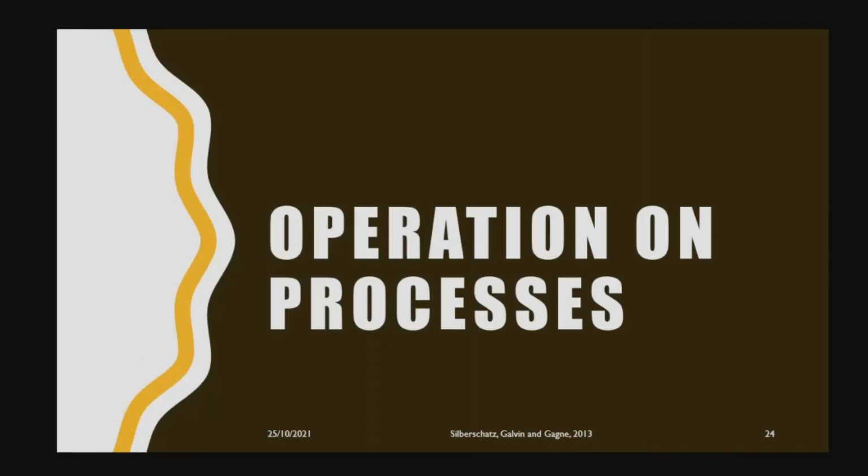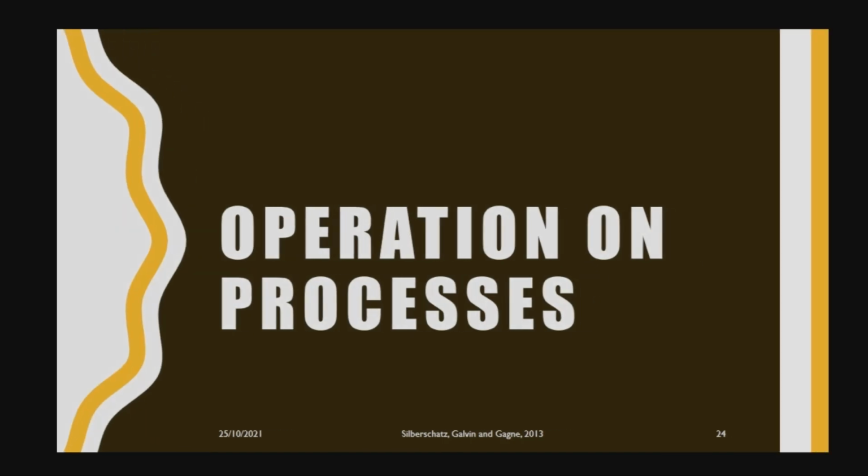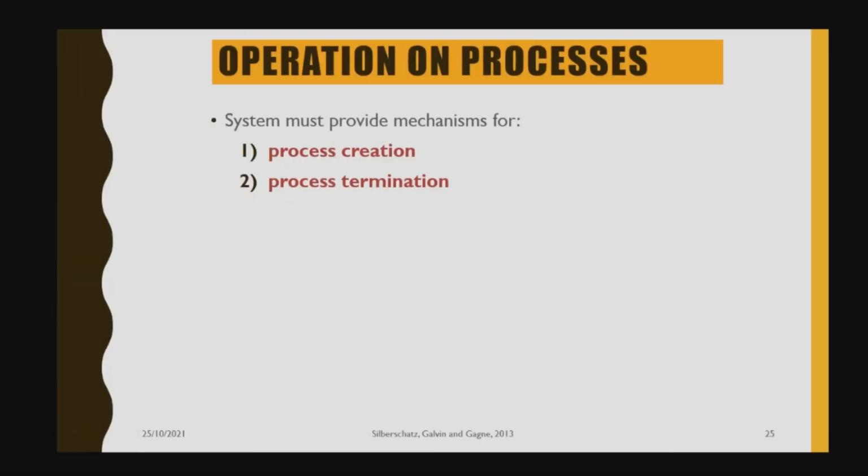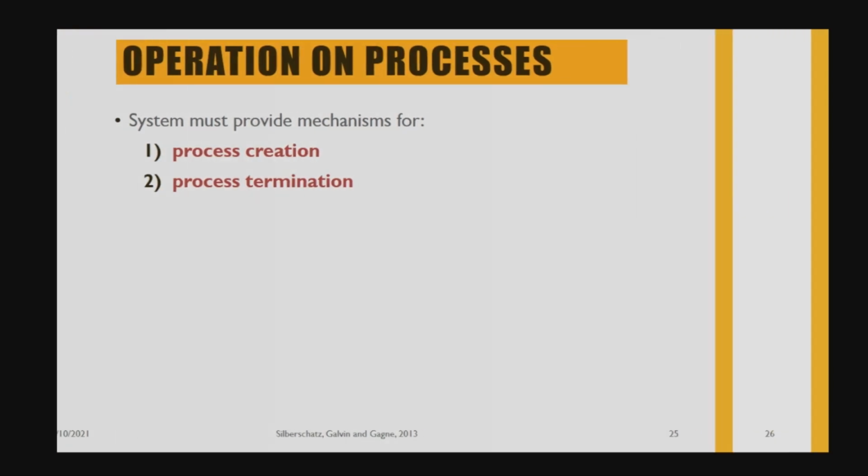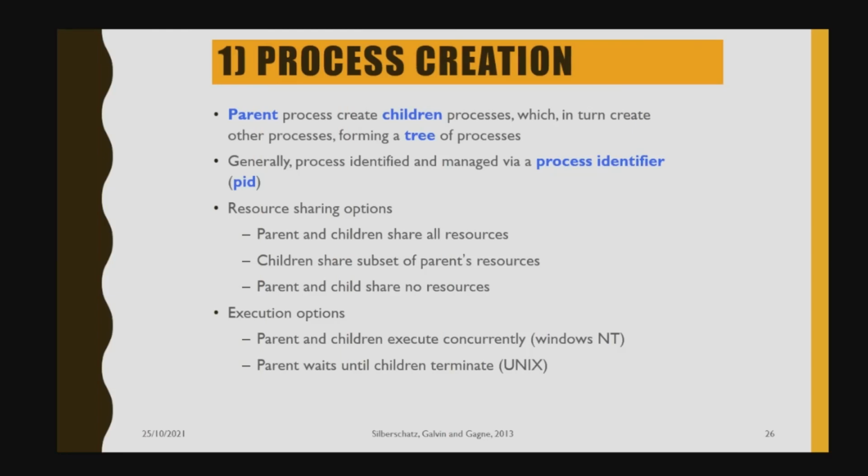The next part is about operations on processes. Based on the operations on processes, we have two mechanisms: process creation and process termination. Process creation refers to the new step, creating a new process, and termination is the end of the process. A parent process creates child processes.